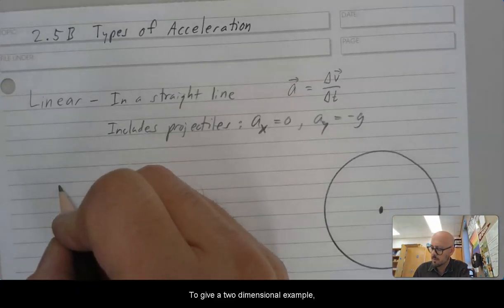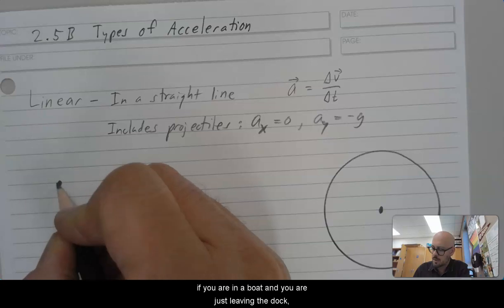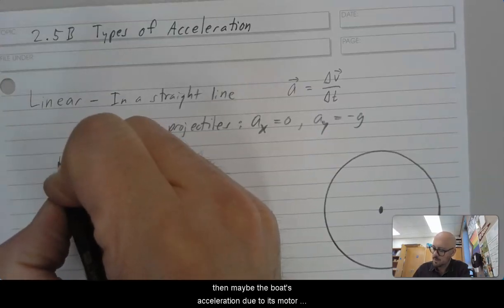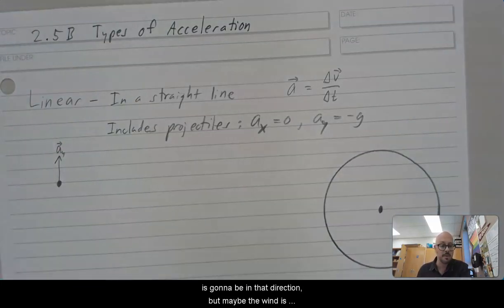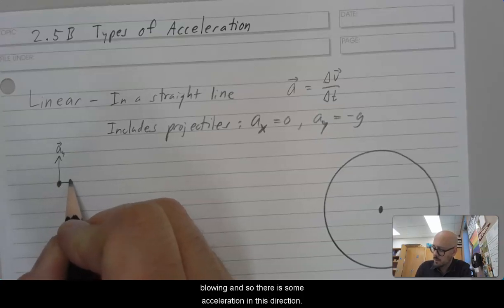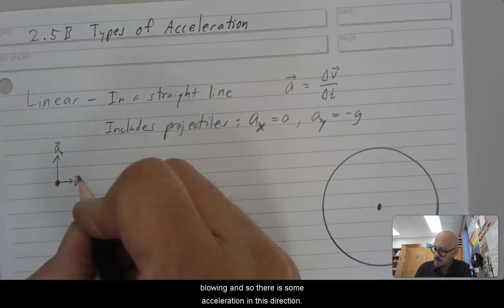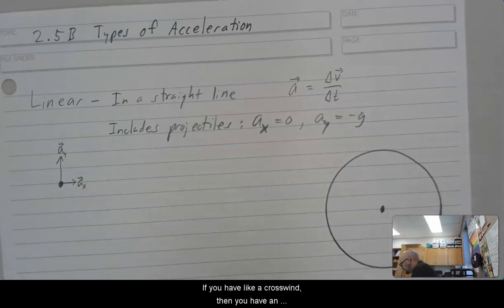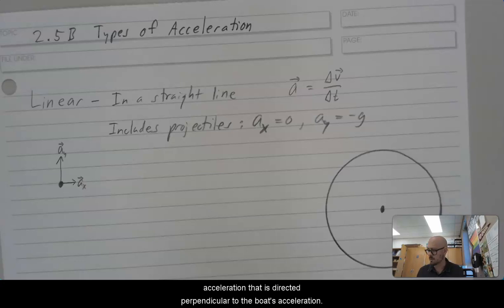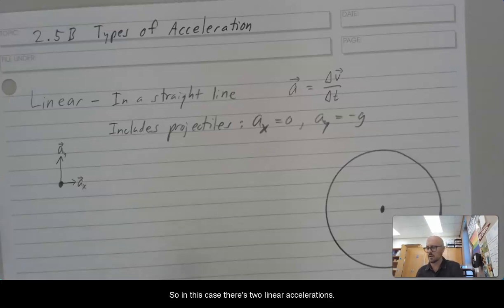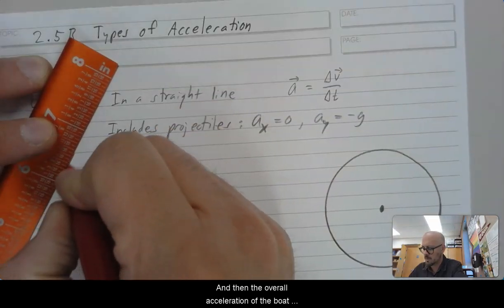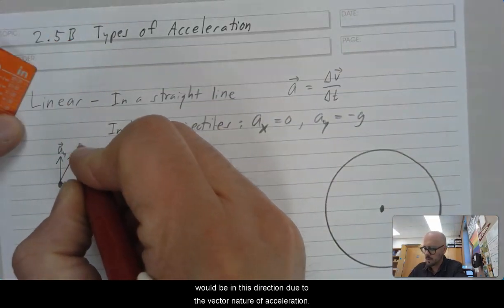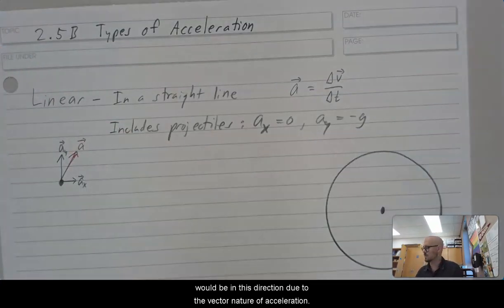To give a two-dimensional example, if you are in a boat and you are just leaving the dock, then maybe the boat's acceleration due to its motor is going to be in that direction. But maybe the wind is blowing, and so there is some acceleration in this direction. If you have a crosswind, then you have an acceleration that is directed perpendicular to the boat's acceleration. So in this case, there's two linear accelerations, and then the overall acceleration of the boat would be in this direction, due to the vector nature of acceleration.